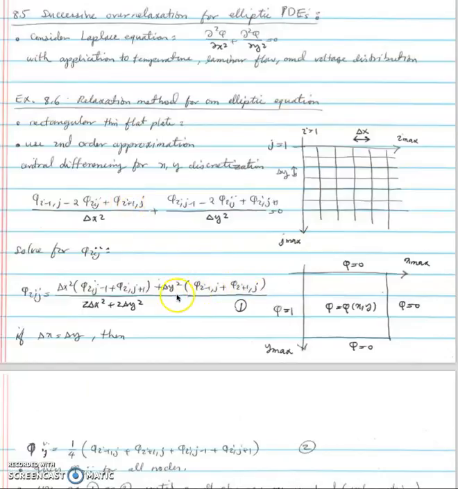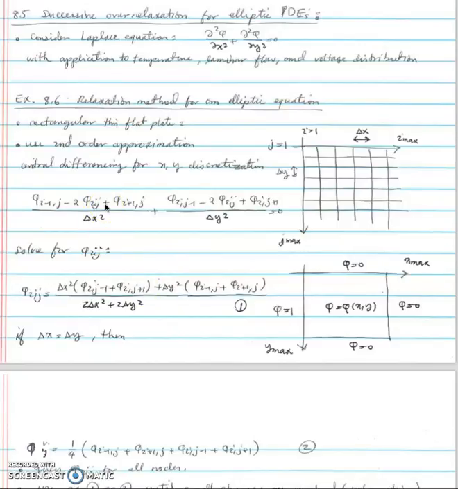And then this whole thing divided by 2 del x squared plus 2 del y squared. So the 2 is coming from the coefficient 2 up front here, and then del x squared plus del y squared is because we multiplied through by del x squared and del y squared. So anyways, from this line to that line, all I did was I solved for phi ij.